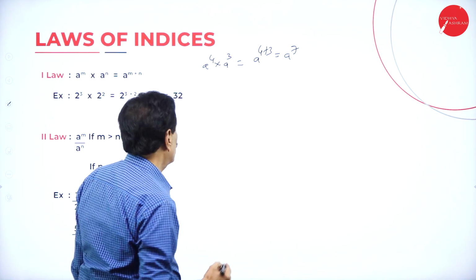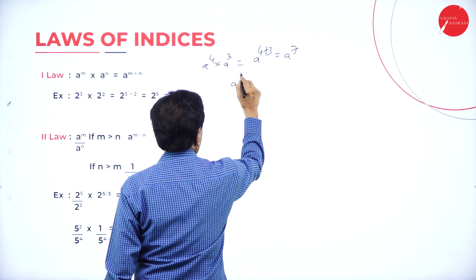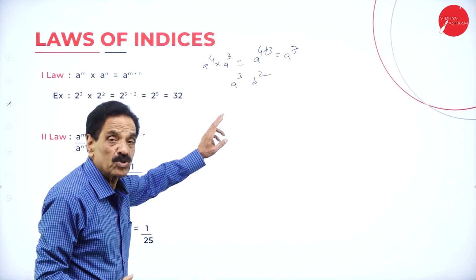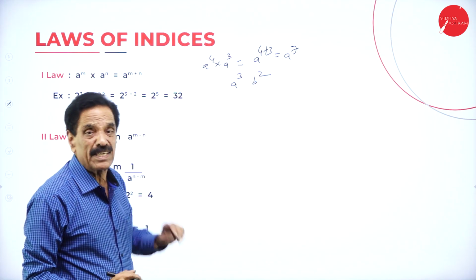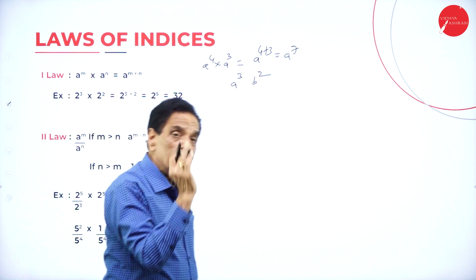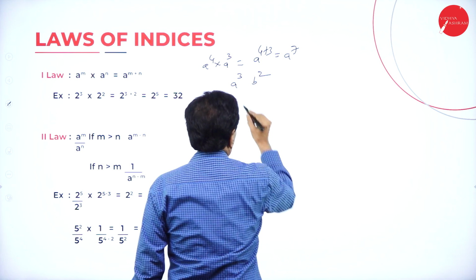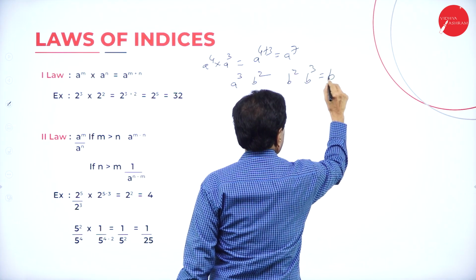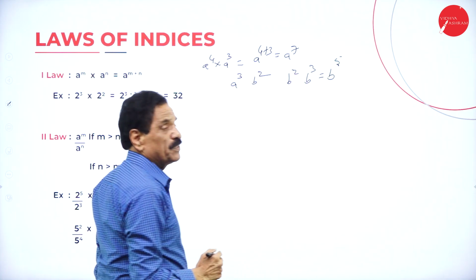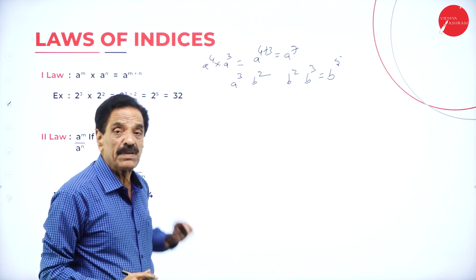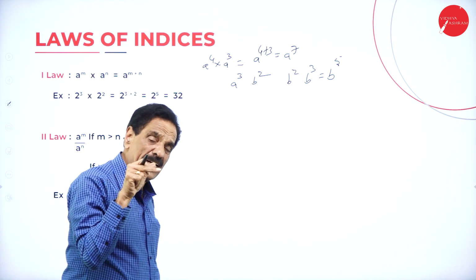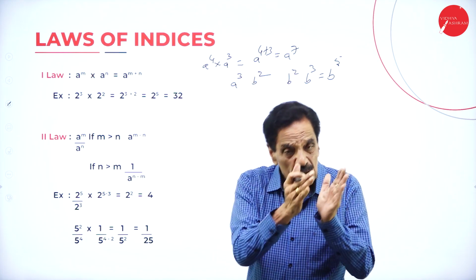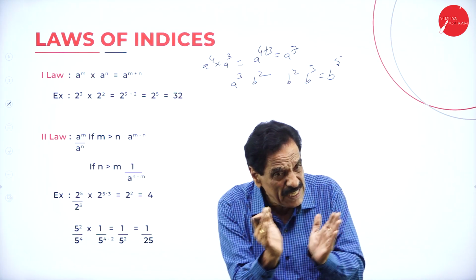But if it goes like this, a to the power of 3, b to the power of 2, it cannot be added because a belongs to one caste, b belongs to another caste. Both must belong to the same caste. If it is b to the power of 2, b to the power of 3, this is nothing but b to the power of 5, 2 plus 3, because they belong to the same caste. Any same caste can be added, but different caste cannot be added. AA can be added, BB can be added, CC can be added.